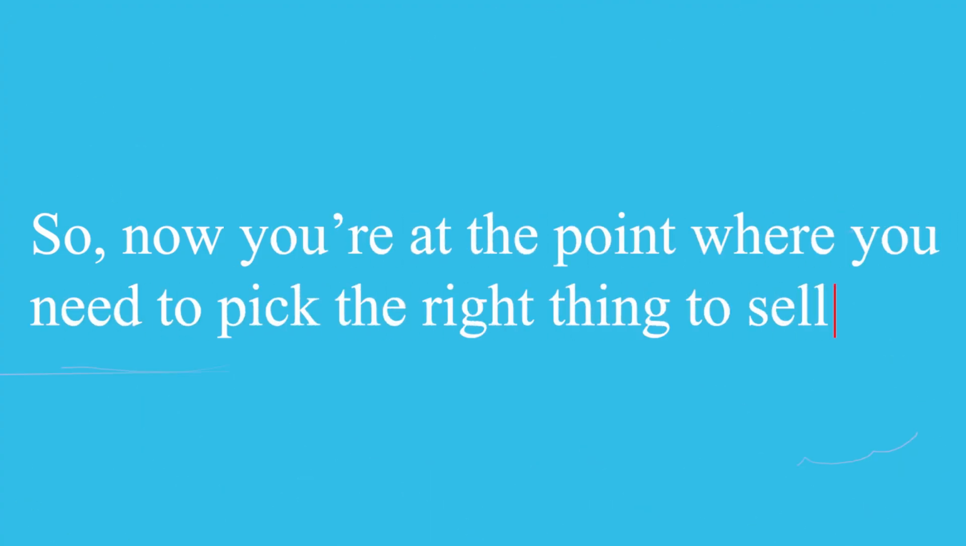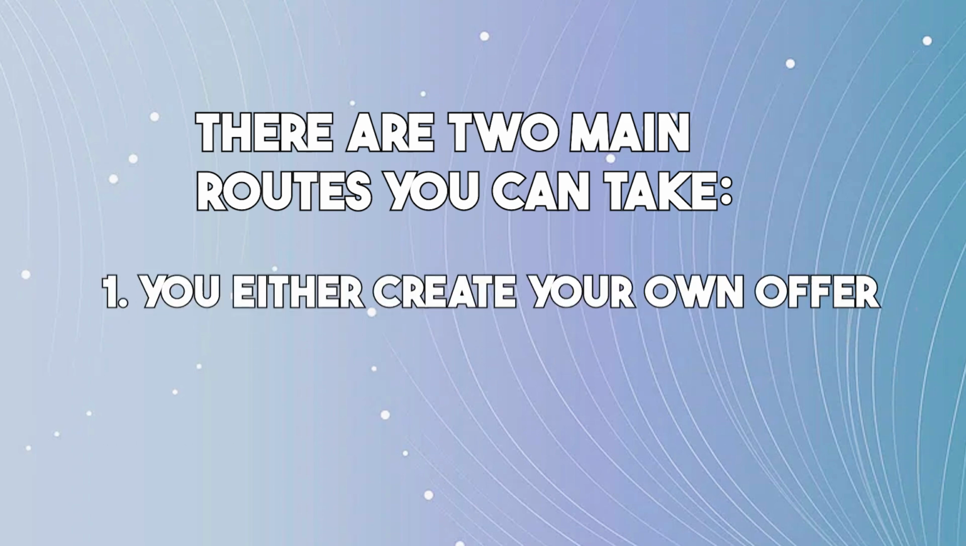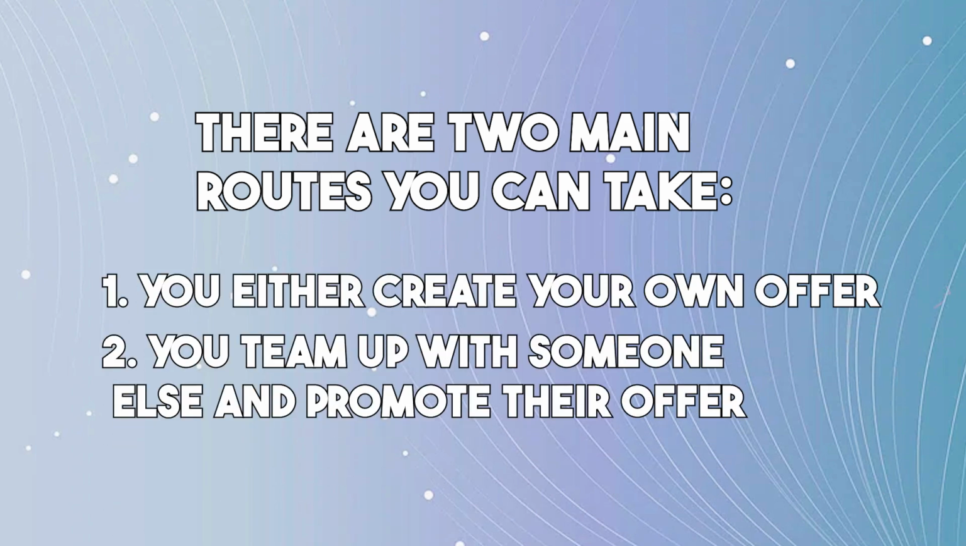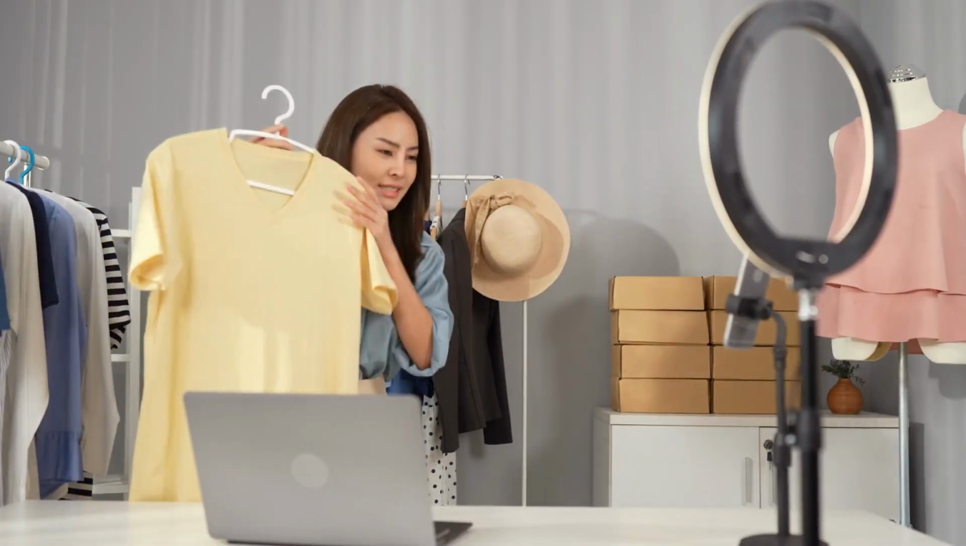So now you're at that point where you need to pick the right thing to sell. There are two main routes you can take. You can either create your own offer or team up with someone else and promote their offer. Let's break it down. First off, you could make your own thing to sell.